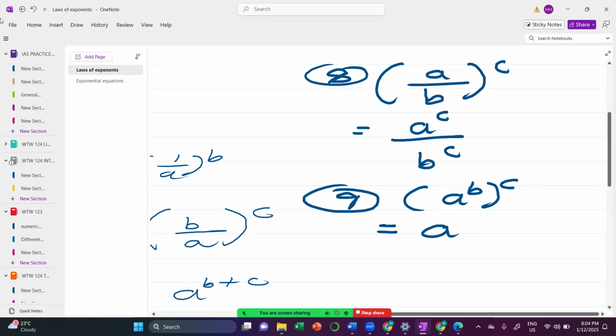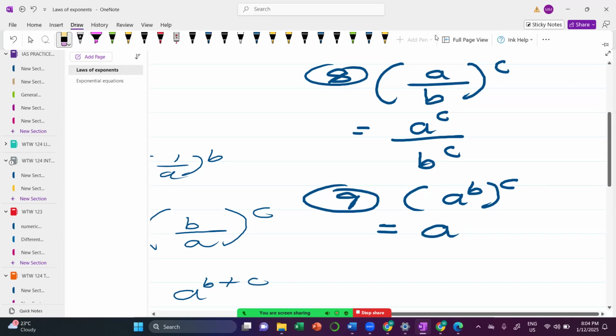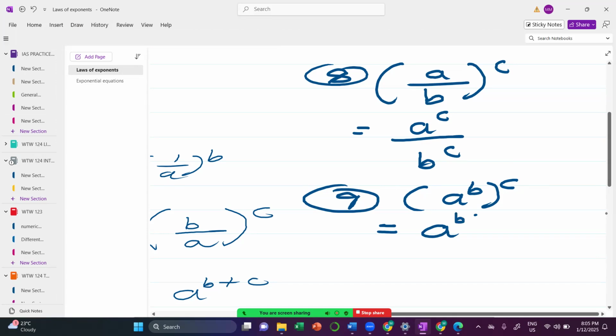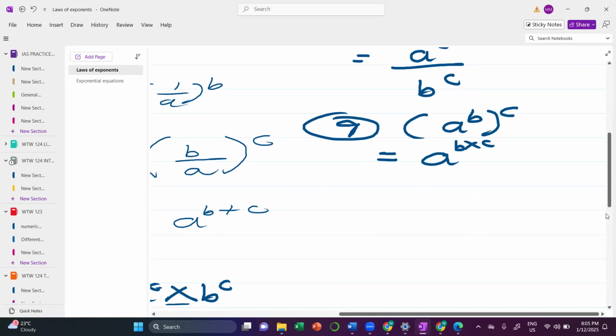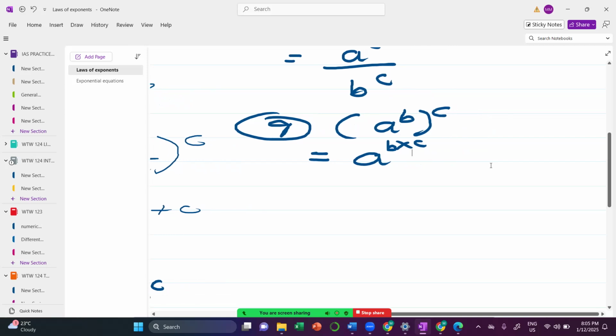I want to write properly so that you can see. So it's going to be a to the exponent of b multiplied by c. So this is now going to be the new expression. So that means, this is just a law.